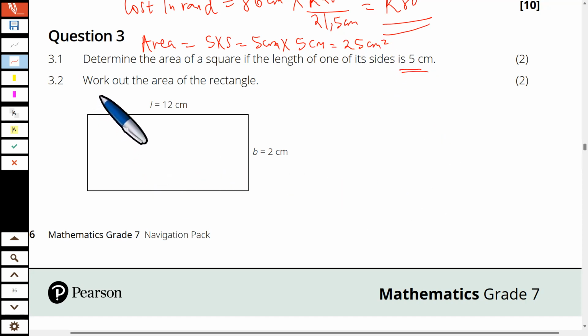But as we continue, you must be able to work out the area of the rectangle. So we have a rectangle here. What is the area of this rectangle? Okay, I'm giving you 1 minute. Please try this one, 3.2, and give me the answer.